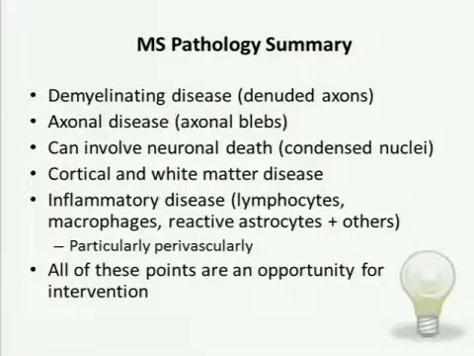All of these points are an opportunity for intervention, though we don't have agents for all of these items. If we could support axons, if we could support myelinating cells, oligodendroglia, their precursors, if we could support neurons, so if we had repair or neuroprotective agents, this would be a good thing. What we do largely have are agents that work on the inflammatory system in different ways. Some of them keep the inflammatory cells out of the CNS at the blood vessel level. Some of them trap them in lymphocytes.